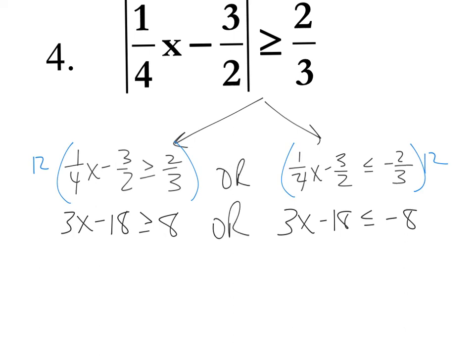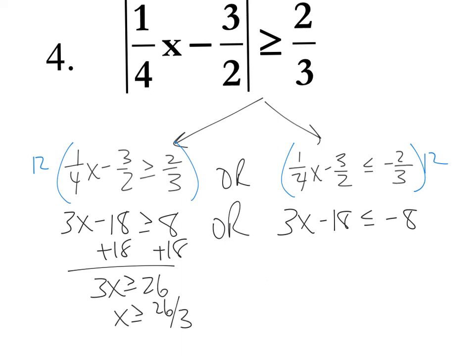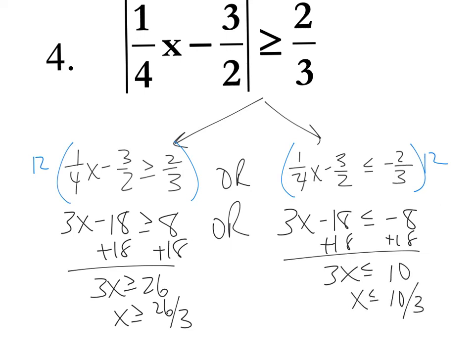This is a greater problem, which means I'm going to shade left and right on my number line. I'm going to start by adding 18 on this side. Gives me 26. 26 over 3 is one of my solutions. And when I add 18 over here, I get 3x is less than or equal to 10. So I have two different numbers, 26/3 and 10/3. 26/3 is greater. I'm also going to shade to the right of the 26/3 because it's telling me to shade all the numbers greater than that. And I'm going to shade to the left of the 10/3.